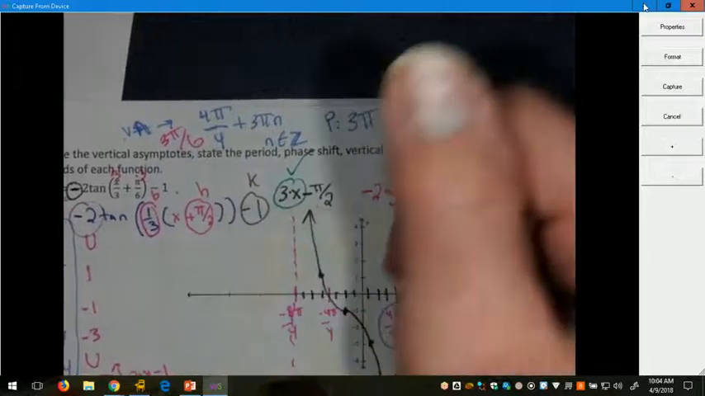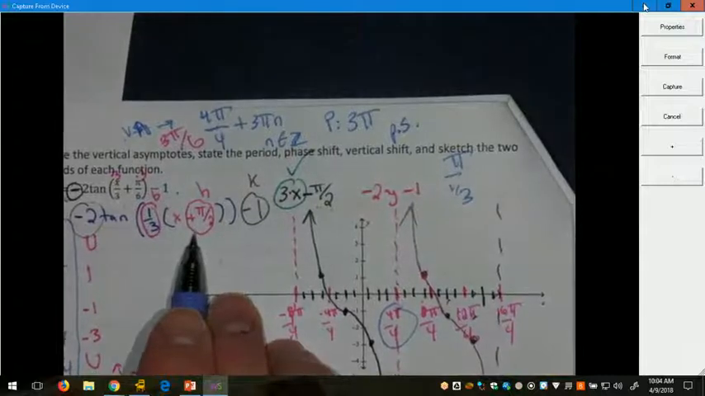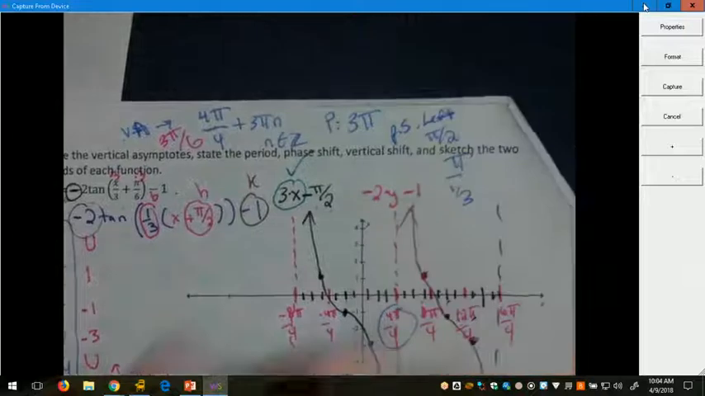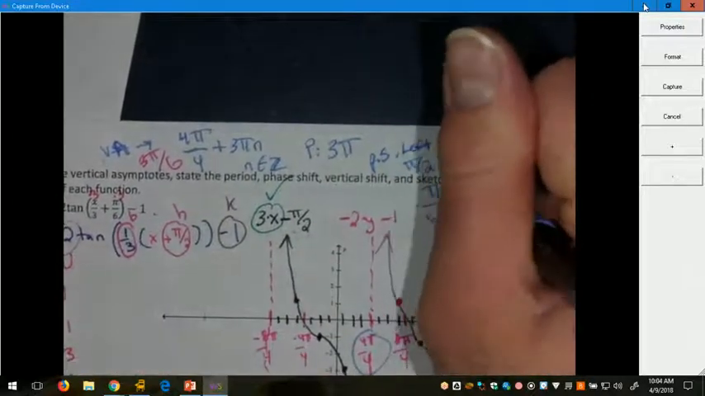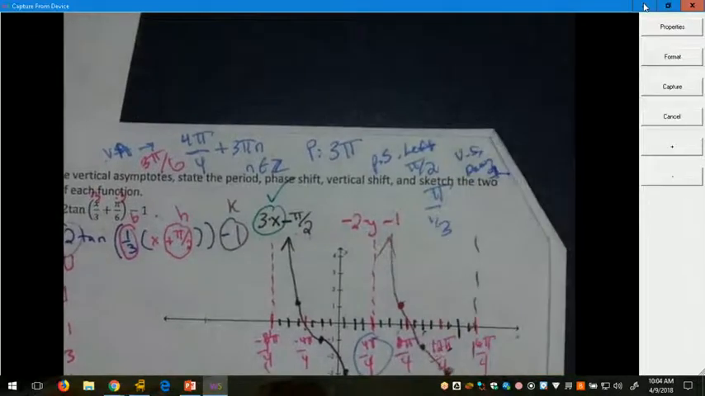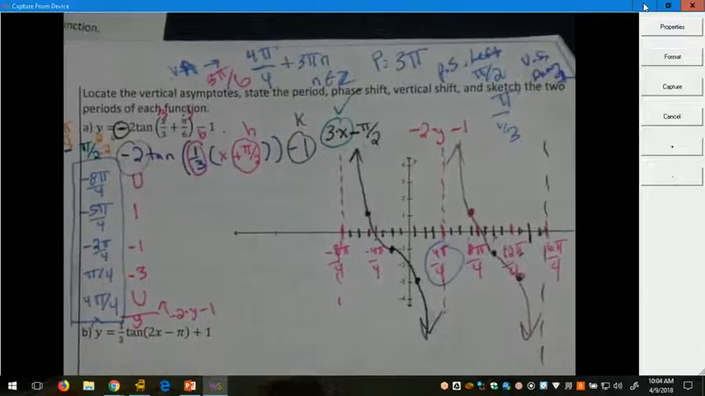They asked for the phase shift. We already knew that. Because it was plus pi over 2, we shifted everything left pi over 2 units. They asked for the vertical shift. That was down 1. See if you can find the new equation for this one.